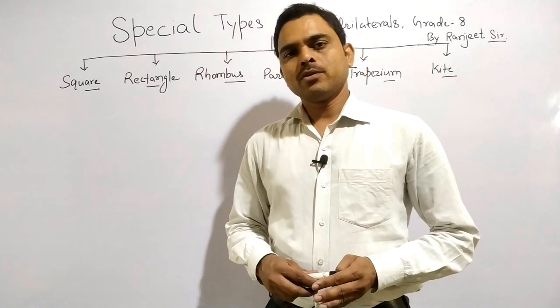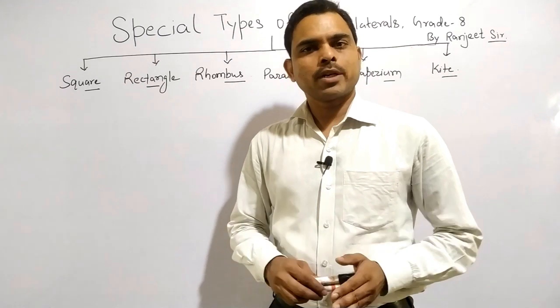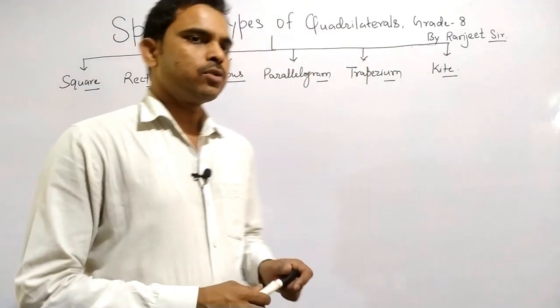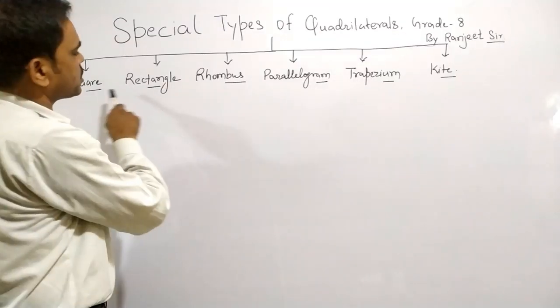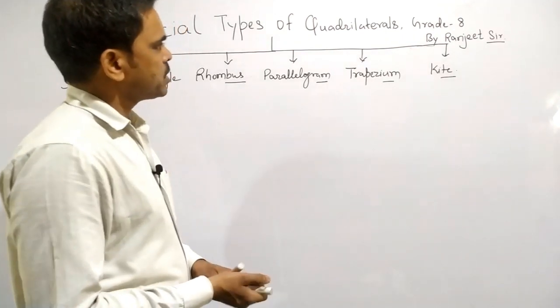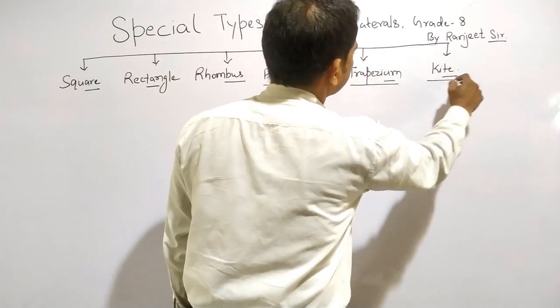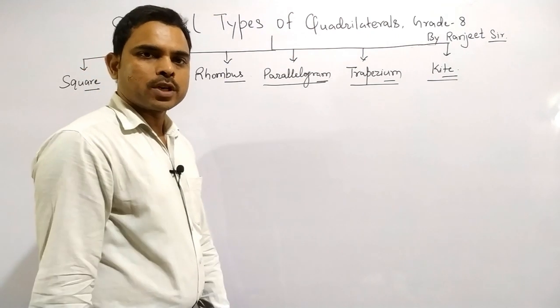In the last video, we have seen the properties of special types of quadrilateral. But we discussed only these three: a square, a rectangle, and a rhombus. Now, in this video, you will find the properties of the rest of the special types of quadrilateral.